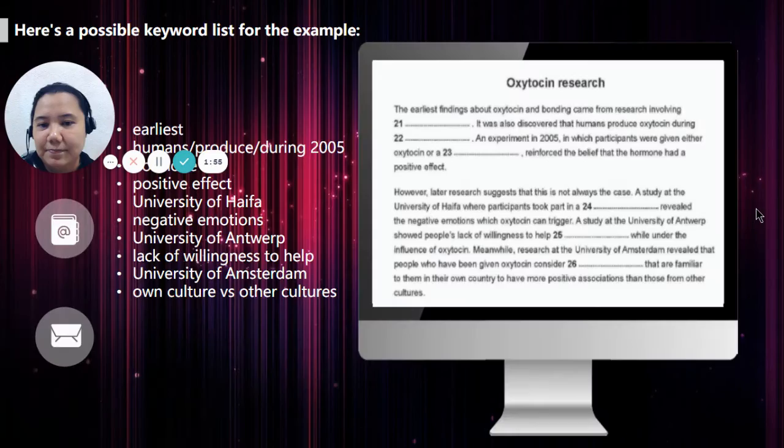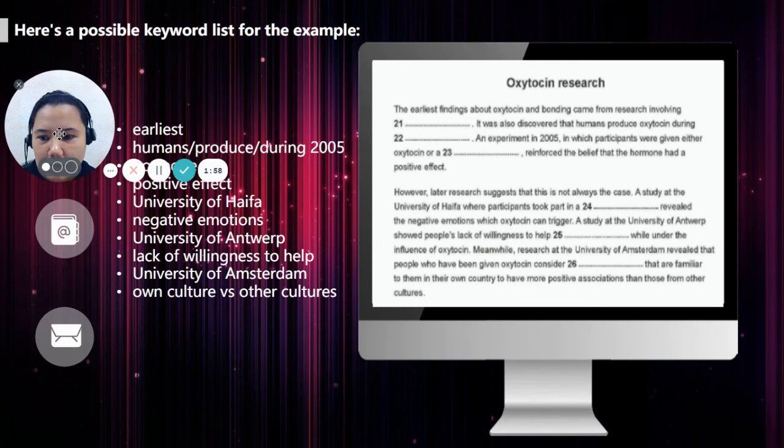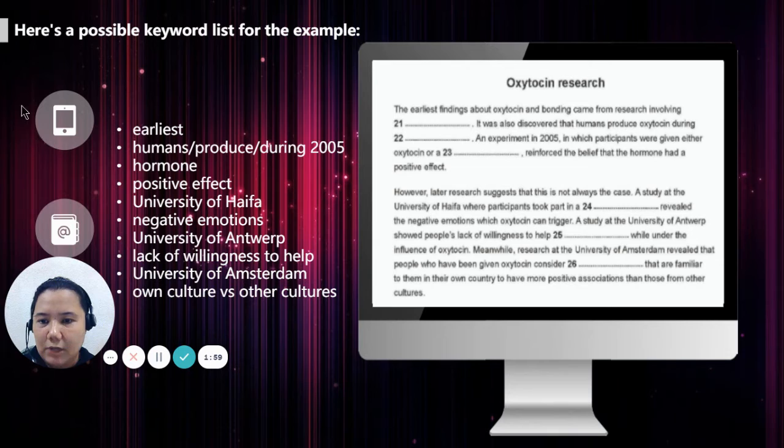So for example, let's have this one. Let me move this down below so you can see everything. This is about oxytocin research. So here's a possible keyword list for the example. You have the earliest, humans, produced, during 2005, hormone, positive effect, University of Haifa, that would be the name of the university. You have negative emotions, University of Antwerp, lack of willingness to help. This can also be a keyword. You have University of Amsterdam, own culture versus other cultures.